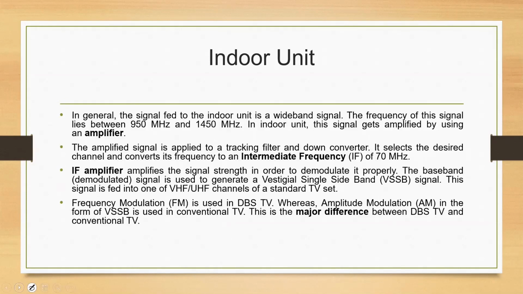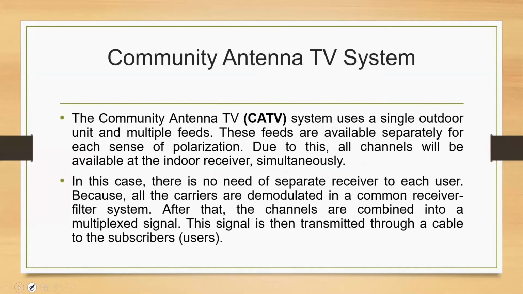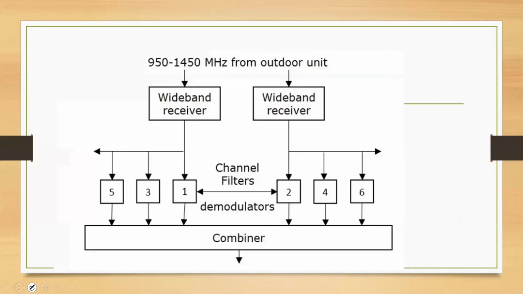The indoor unit of this receive only, the frequency of this signal lies between 900 to 1400 megahertz. The intermediate frequency is 70 megahertz, and frequency modulation is used in direct broadcast TV, whereas amplitude modulation is used in the community antenna TV. There what is happening is you have a common antenna, a receiver that is receiving the signal. Maybe in a building you could have a common receiving signal, and then you could break them into the channels and send it to all the users.